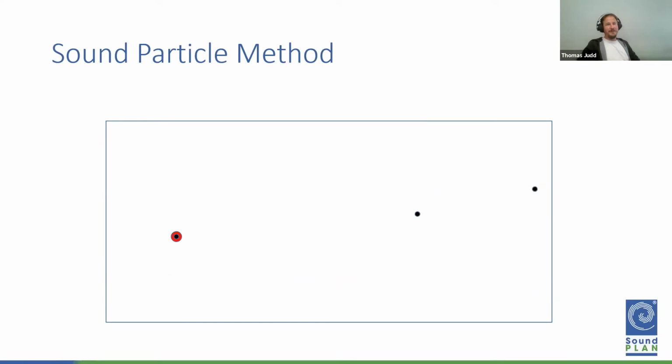We have our particle cannon there. I hope the animation's working for you. And this particle cannon shoots out particles in all sorts of funny directions. And over time, these things bounce around and you get a distribution.